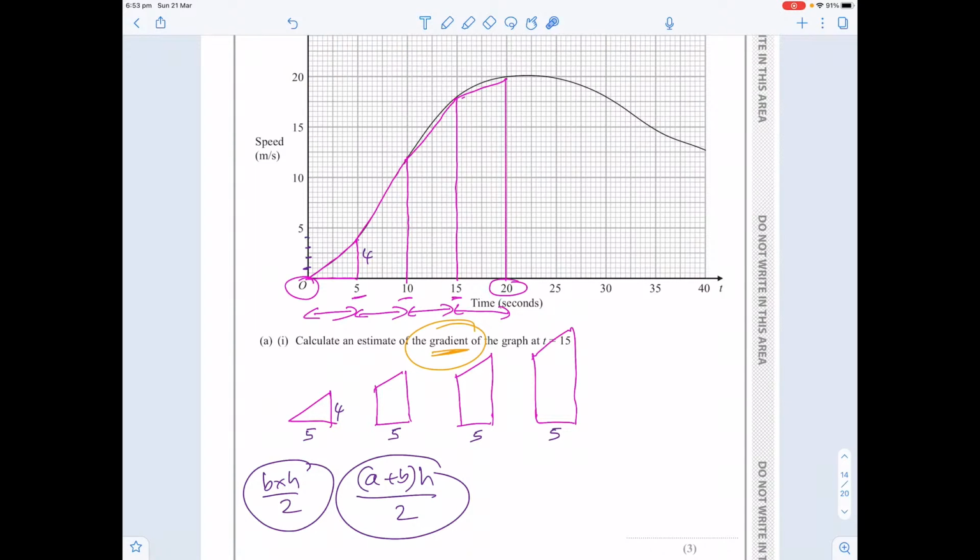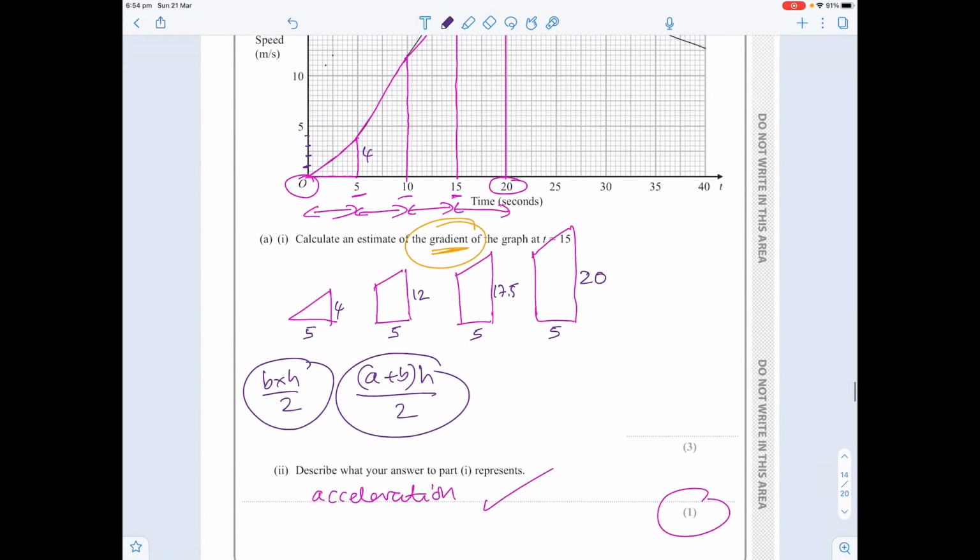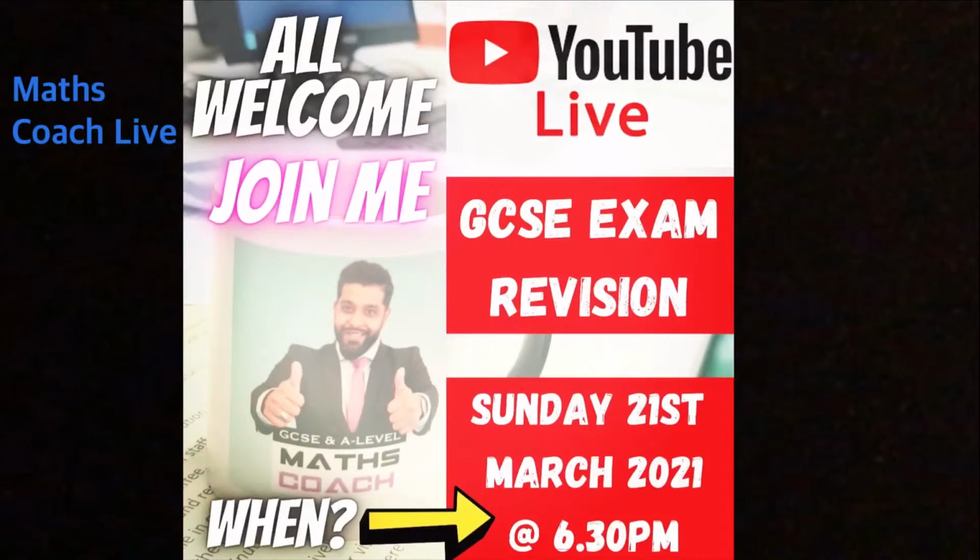If you go across on the second height right there, you get roughly 12. If you go across to the next one, that's halfway in the middle, so that would be 17.5. And the final one is easy, it's 20. Now we'll proceed to calculate the areas.